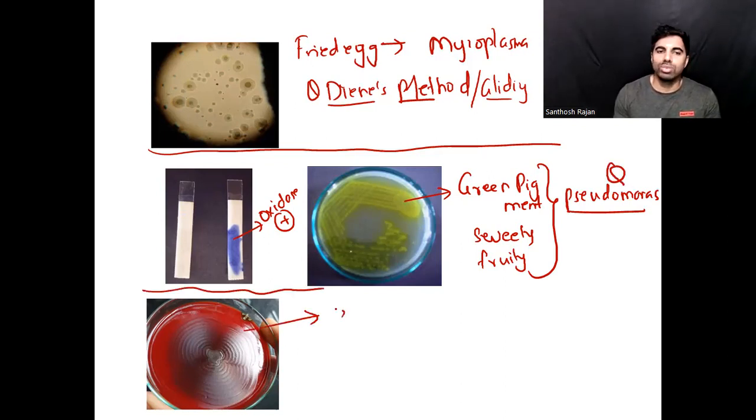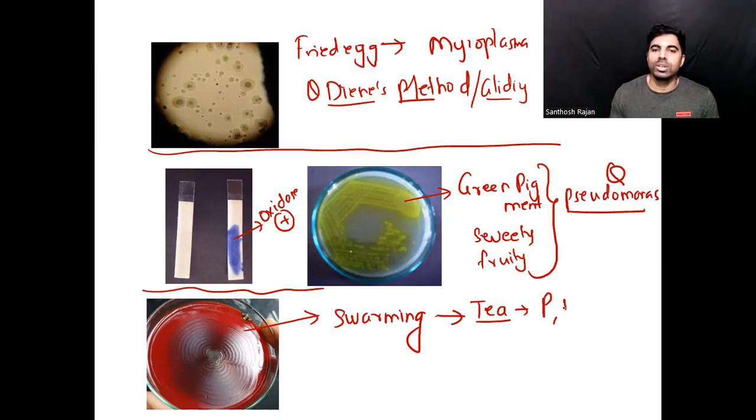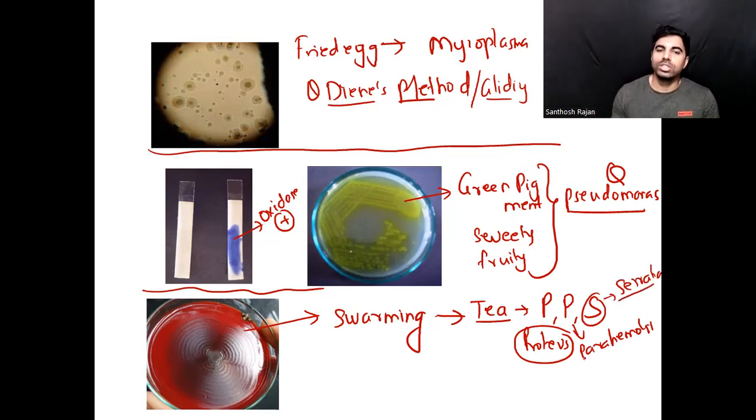And look, this is everyone's favorite, swarming motility. Whenever you talk about swarming motility, remember the three girls who go for a tea party: Proteus, Para, and Serratia. Proteus is the commonly asked question. Other things to remember are Vibrio parahaemolyticus, and Serratia, a red pigment producing organism, and Clostridium tetani. All are swarming motility. This question can be asked, but Proteus is most important. This picture is definitely an expected question.